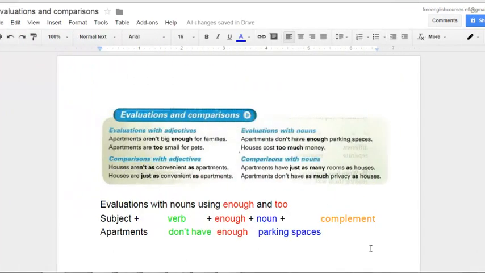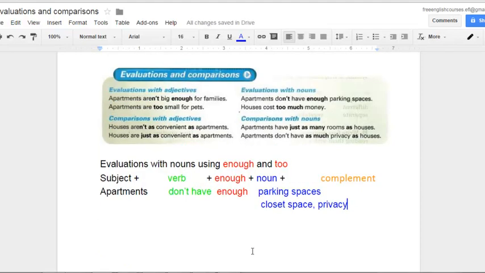And quickly, I want to talk about nouns. What are some of the nouns that we can think about when we are making evaluations of apartments and houses? Well, we can think of things like parking spaces, as you can see there. We can think of things like closet space, right? We can think of things like privacy, and of course, we can think of things like money, if you will, right? So these kinds of things are nouns that we can think of. So we can say the following: apartments don't have enough parking spaces. Apartments don't have enough closet space. Apartments don't have enough privacy.